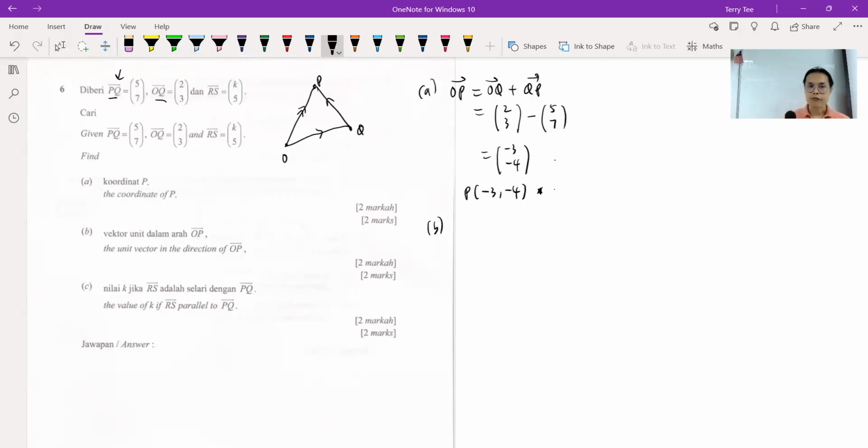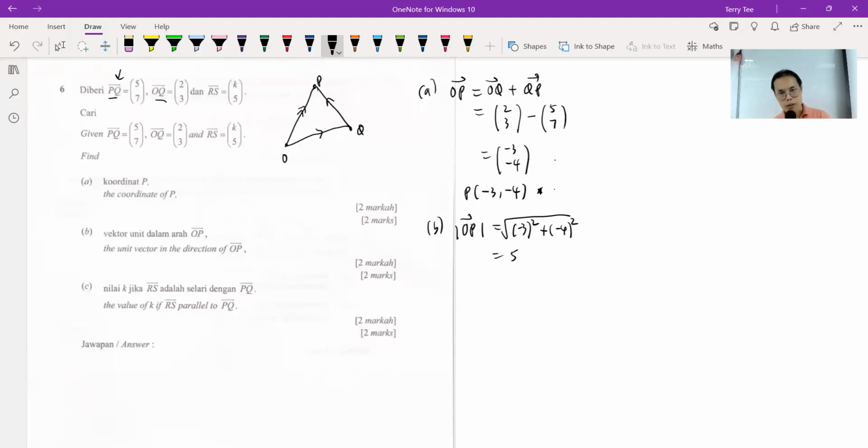Okay, next, find the unit vector, vektor unit dalam arah OP. A unit vector is a vector divided by its own magnitude. We already know OP. If you're finding the unit vector for OP, you have to first find the magnitude. We take -3 squared plus -4 squared, square root. This is going to give us 5.